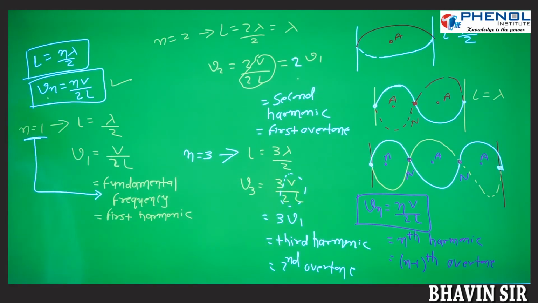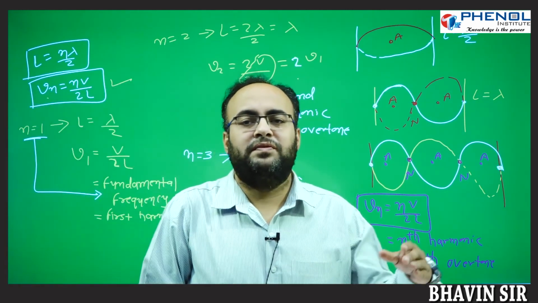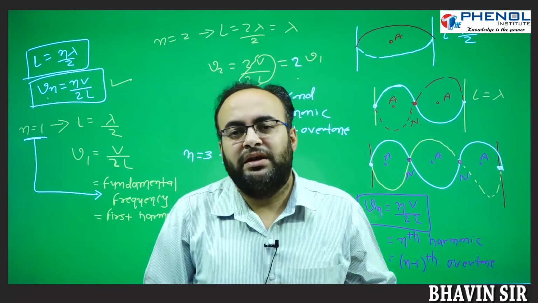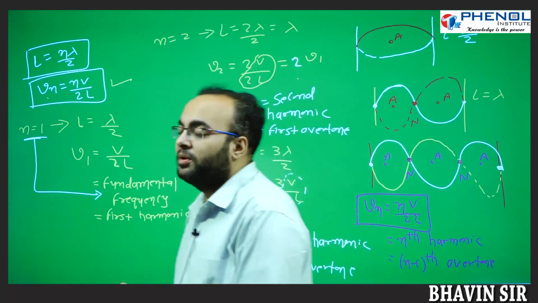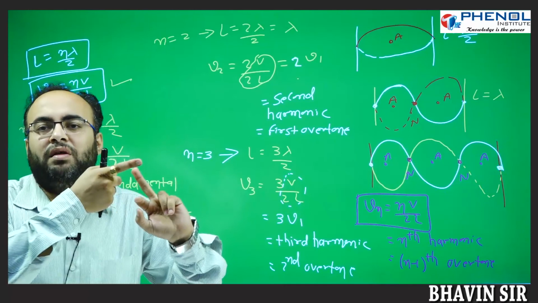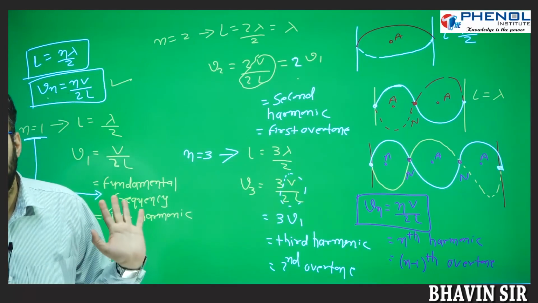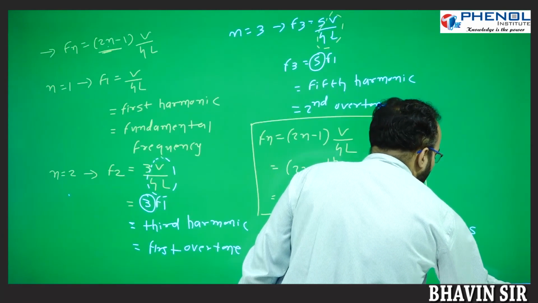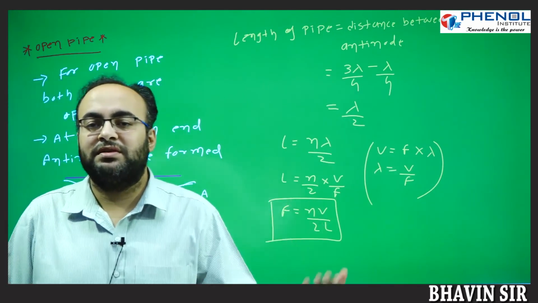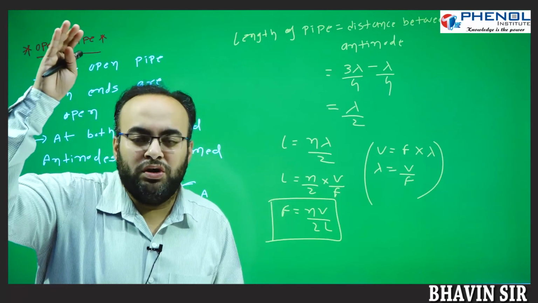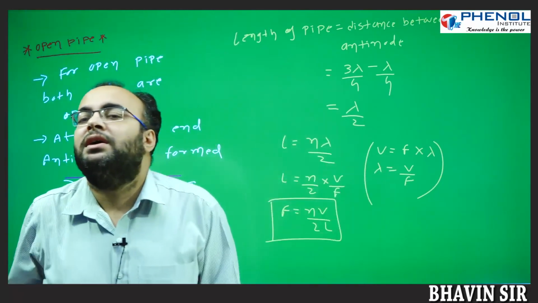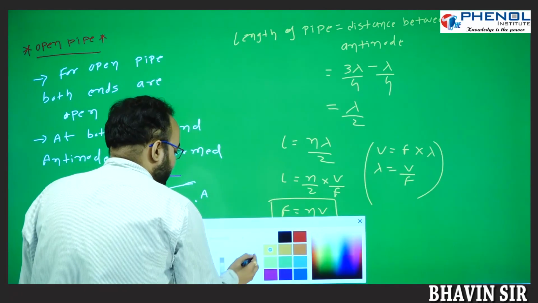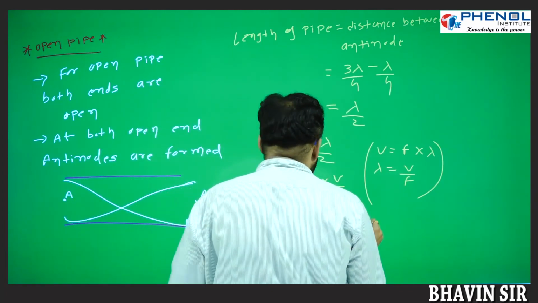NV by 2L. So see students, the frequency of a stationary wave and the frequency for open pipe are the same. Open pipe and stationary wave frequency are the same. Okay, NV by 2L. So what is different? Only the closed pipe. What comes for closed pipe? (2N minus 1) V by 4L. But for open pipe and for the stationary wave, frequency is the same, NV by 2L. Chalo, so this is the same answer here.